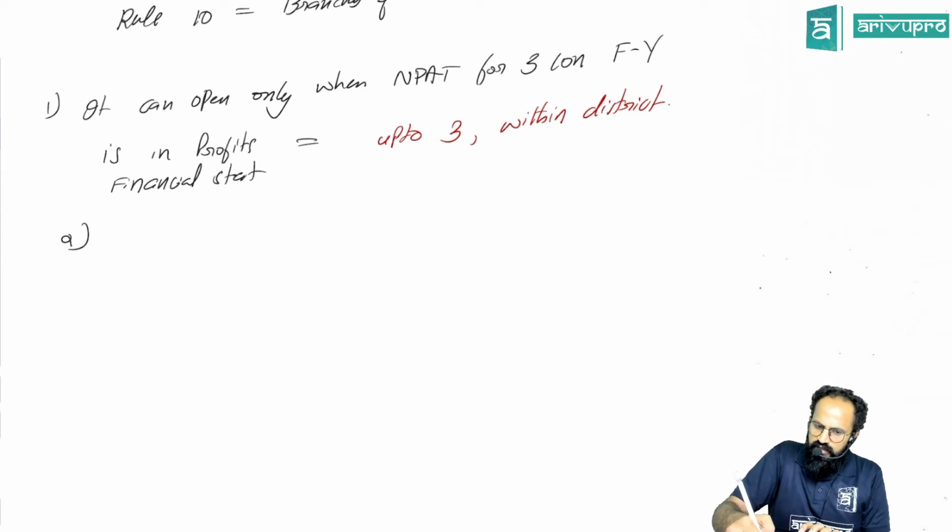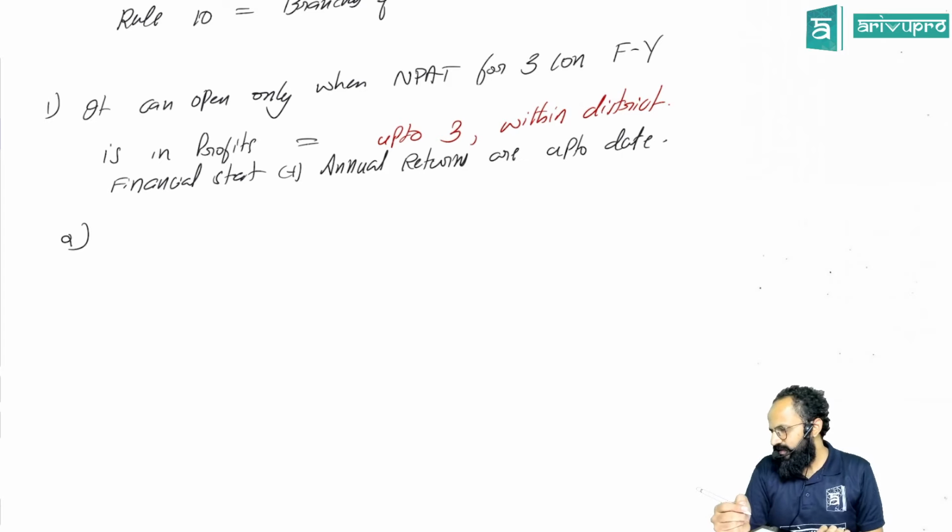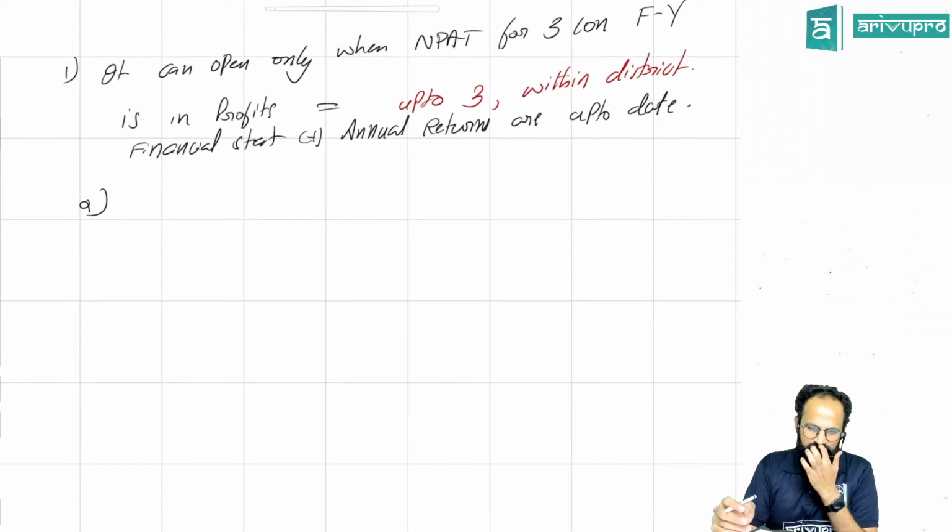Financial statements and annual returns are up to date, meaning whatever the filings are. What is NIPAT? Net profit after tax. I told you, but you concentrated only on the word you were writing at that time. Net profit after tax. When I was telling, I told you, Sarveshun.